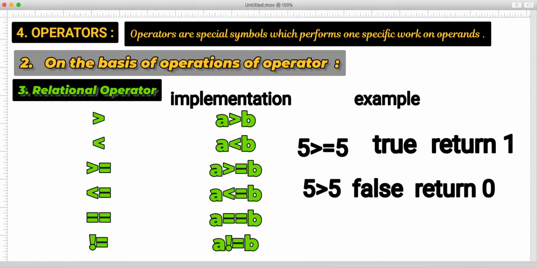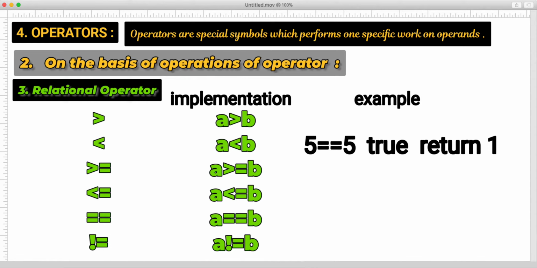So these are the same operators as we use in maths for defining conditions, but there are two different operators as you can see in the last, that is double equals to and the exclamation mark and equals to. So the exclamation mark here is called the not operator, so here it means not equal operator, and the double equal operator is called the equivalent operator, as it checks two values to see whether they are equal or not, and if they are, then it returns 1, and if not, then it returns 0.